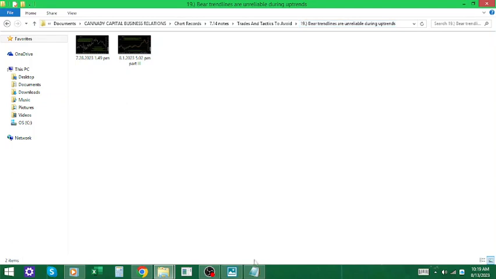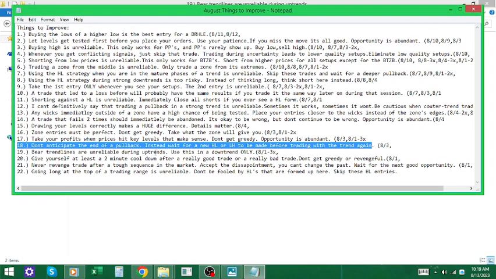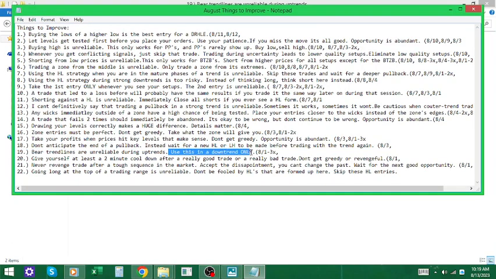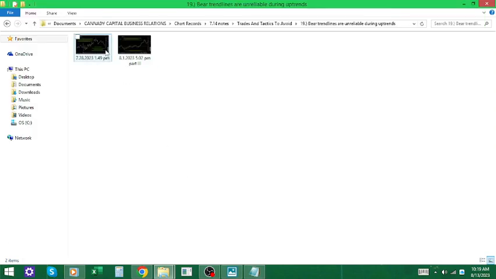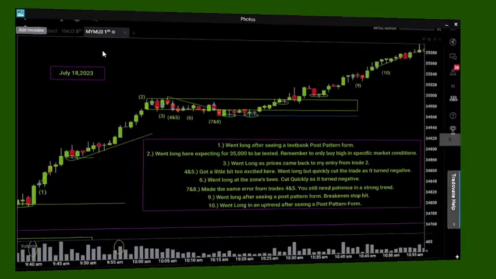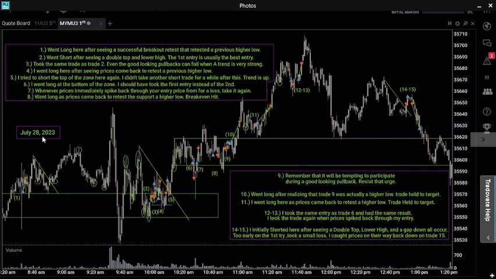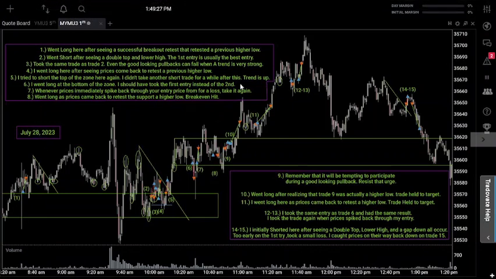On 19, bear trend lines are unreliable during an uptrend. Use this in a downtrend only. And I learned this lesson the hardest way, so let's talk about it. On July 28th, now this day, once we look back at it, all the way up until 11:40 in the morning, we had a very, very strong uptrend. Definitely, right?